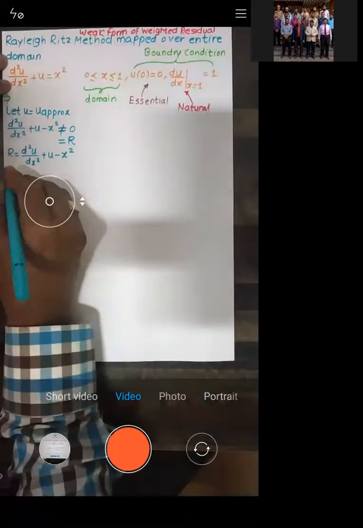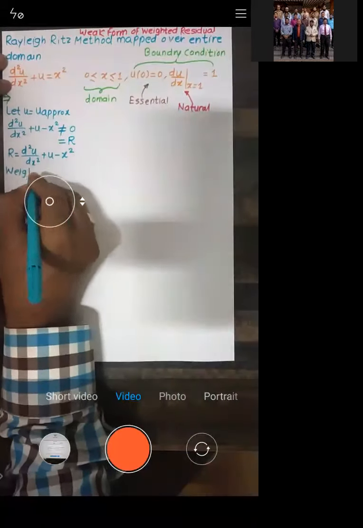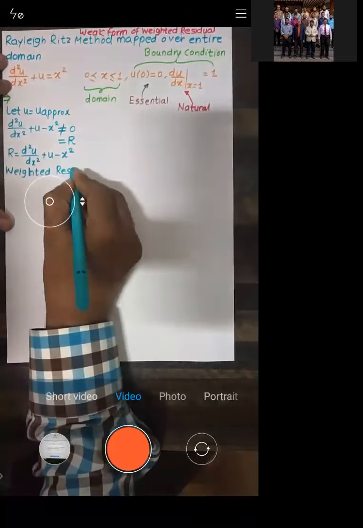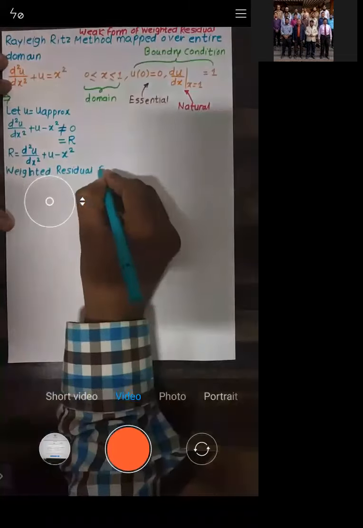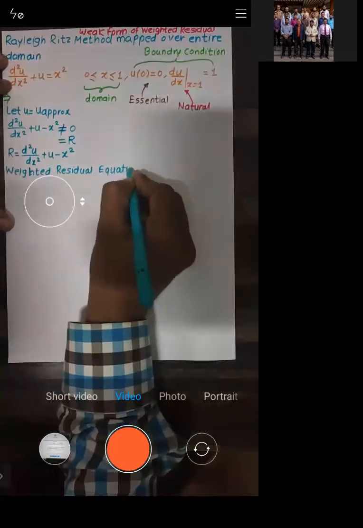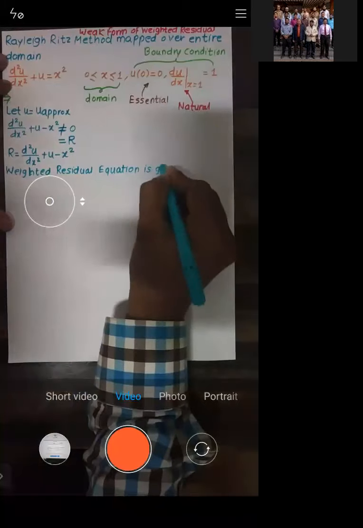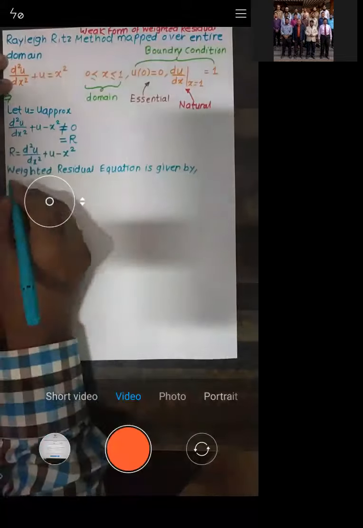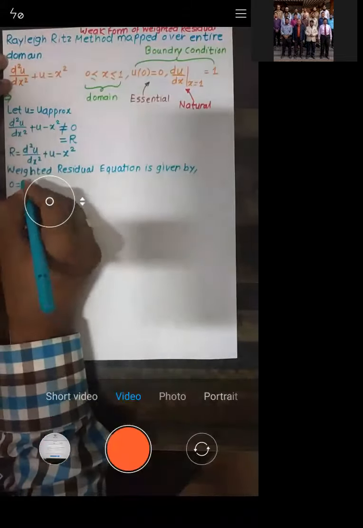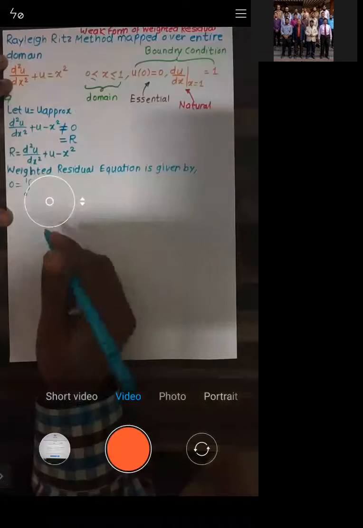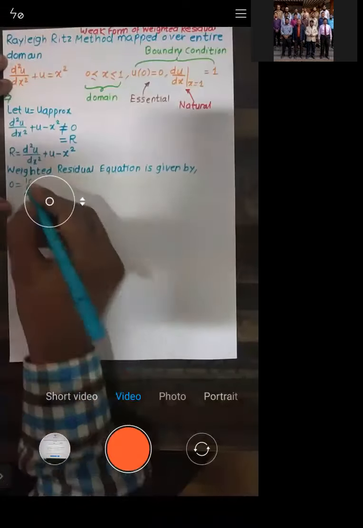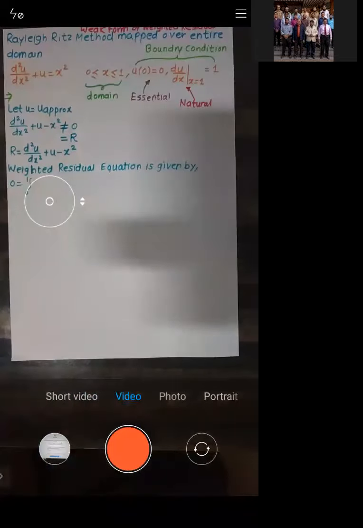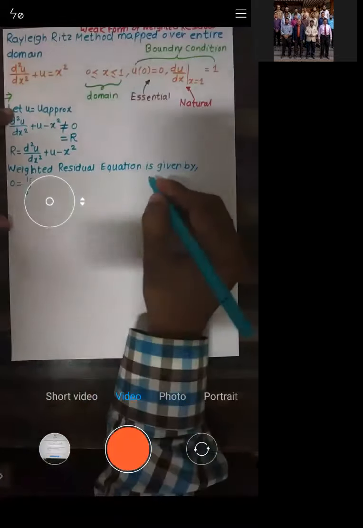So let me write down the weighted residual equation. Now I need to write down what the weighted residual equation is. I will not directly write down the full equation; I'll first write the basic equation.